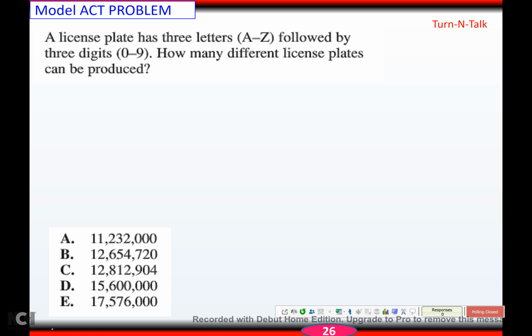Alright, try this one, hit pause, come back when you're ready. And hopefully you got E. It says a license plate has 3 letters, followed by 3 digits. How many different license plates can be produced? So you have to put a letter here, a letter here, a letter here, a number here, a number here, and a number here for your license plate.